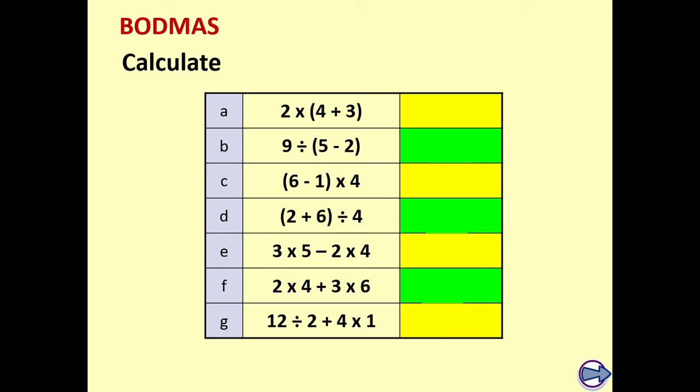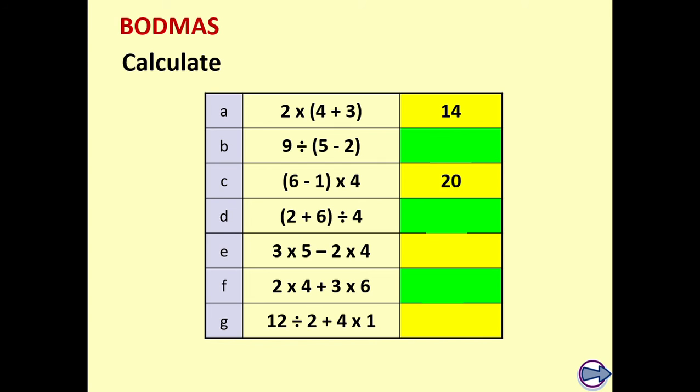Okay, so hopefully you've had a chance to answer these questions. Hopefully you've paused the video and had a go at them. We'll see if you managed to get the correct answer here. So question part A, again, I think it gives you the answers in yellow first. So we get 2 times in a bracket 4 plus 3. We do the 4 plus 3 first because it's in a bracket. So that's 7. 2 times 7 gives me the answer 14.